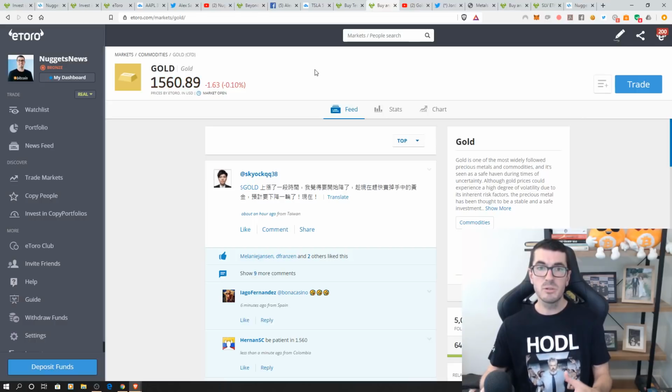So at the moment, eToro is CFDs, so contracts for difference. So until they get their regulatory approval, you're not actually trading real shares or real commodities or real crypto, which is something that we obviously advocate for.